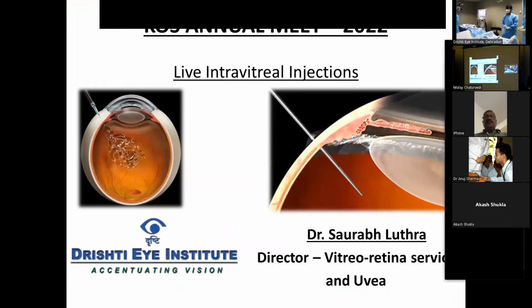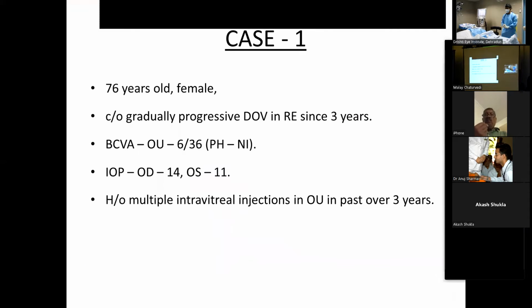Okay, so now we'll come to the live intravitreal injections part, and this will be done by Dr. Saurabh Luthra, who's the director of the Vitreo Retina and the Uvea services at the Drishti Institute. So the first case is a 76 years old female with complaints of gradually progressive diminution of vision in the right eye since 3 years.